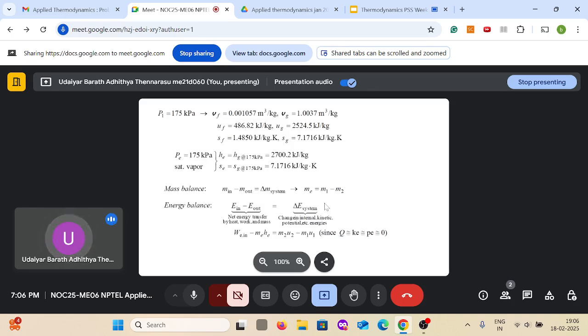So pressure is 175 kilopascal. The corresponding saturated liquid and vapor specific volumes are 0.001057 meter cube per kg and 1.0037 meter cube per kg. And similarly, I am finding out my internal energies and entropies.